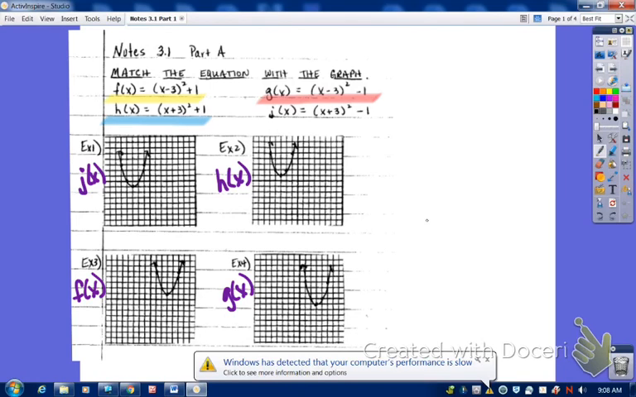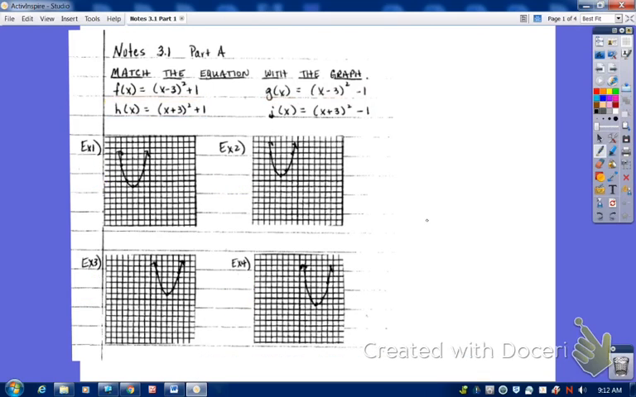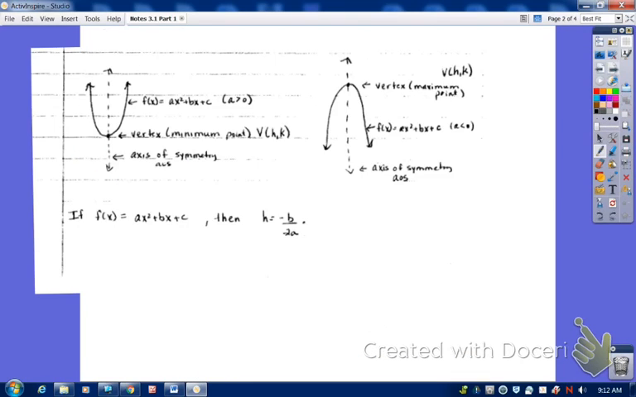Which one? H of x would be left 3, up 1. The plus 3 inside the parentheses on h of x. Are we looking at the same one? H of x? Oh, okay. The plus 3 would be to the left 3, and then the plus 1 would be up 1. Does that make sense? Remember, the number inside the grouping symbol is the opposite of what you think. Okay? So they're kind of just going back to something that you already know there.